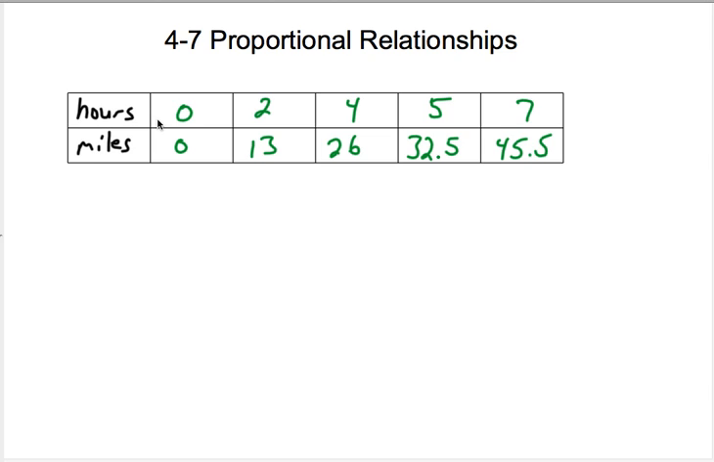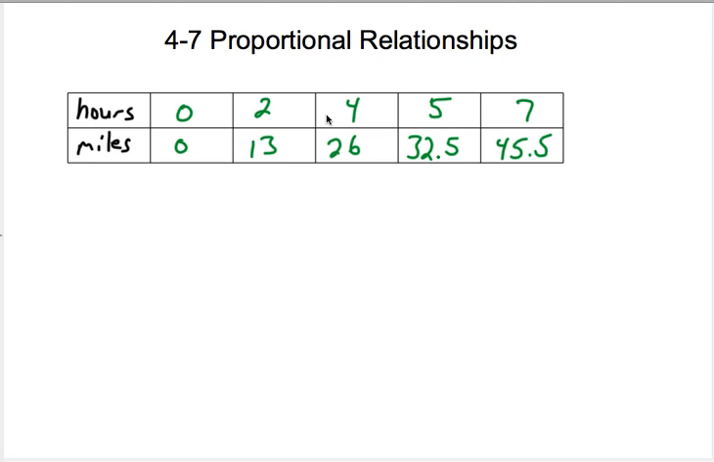So let's pretend we're talking about Mr. Vanier and his biking practice. In 2 hours he can ride 13 miles on his bike. In 4 hours he can ride 26 miles. In 5 hours he can ride 32.5 miles. And in 7 hours he can ride 45.5 miles.